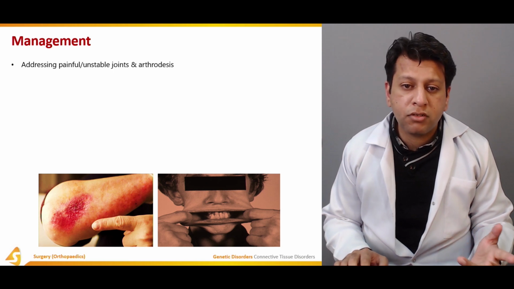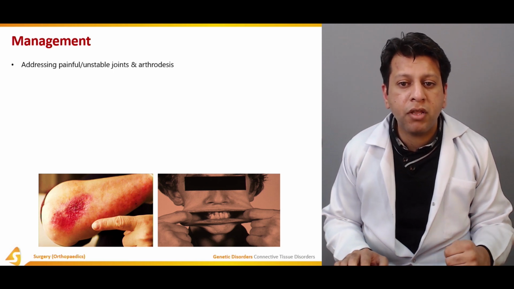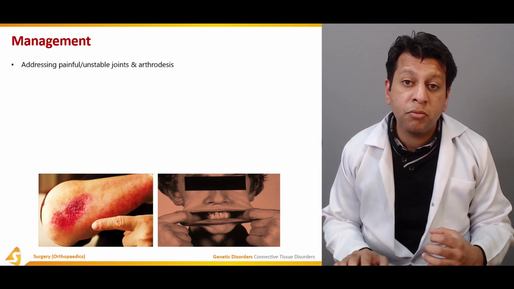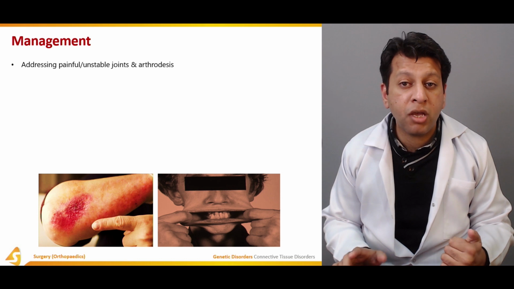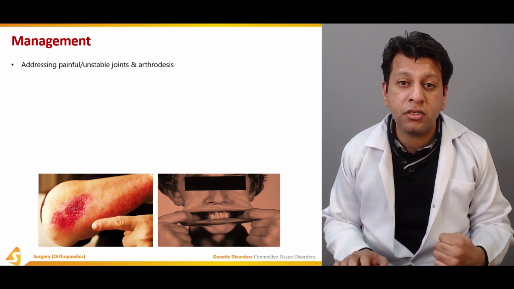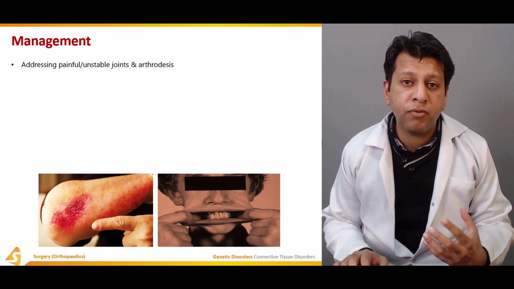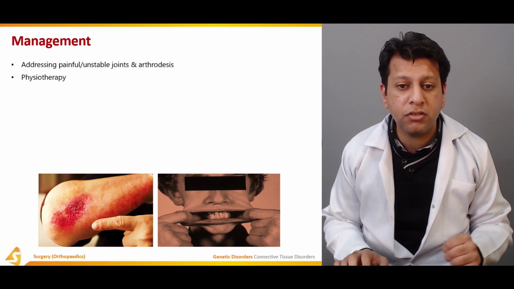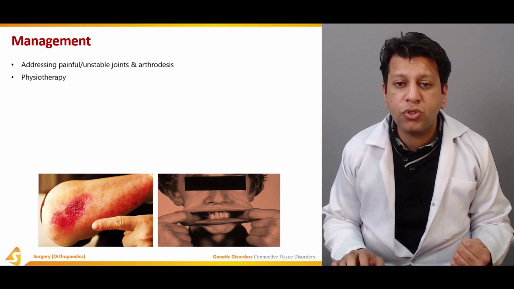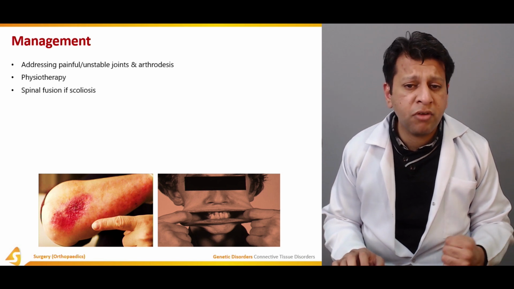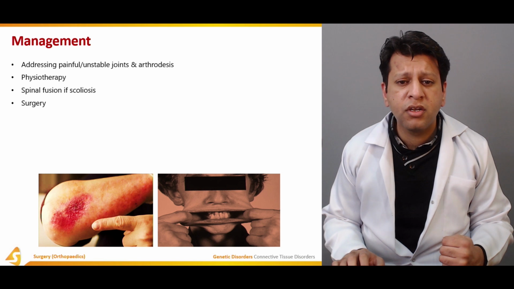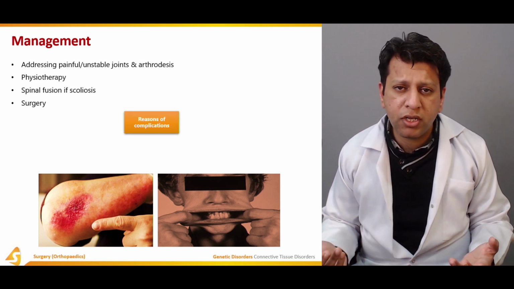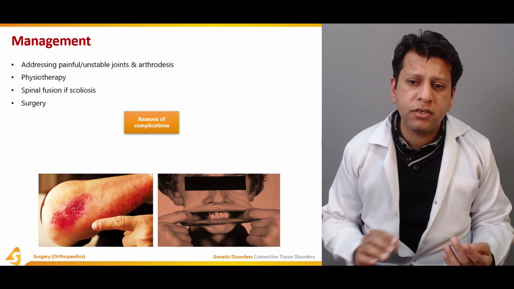Addressing the painful and unstable joints may sometimes mean arthrodesis as well, because the joints may be so hyperlax because of the ligamentous laxity that eventually, instead of performing a joint-preserving procedure, arthrodesis may be a very good option in this disease. Others include physiotherapy, spinal fusion if scoliosis is present, and surgery depending upon what kind of problem it is. Whatever the complication is, you have to address it surgically.